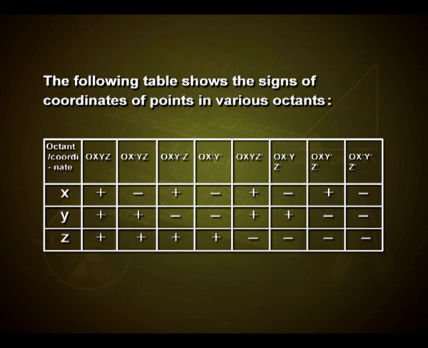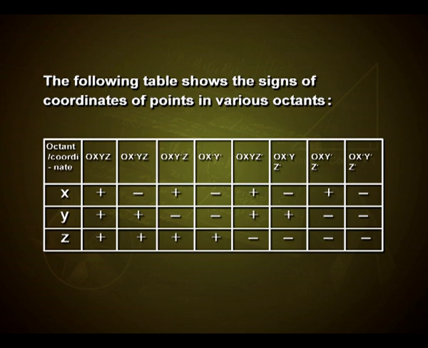Look here, we have, for example, octant OXYZ. The coordinates of x, y and z are all positive. In the next octant OX'YZ, we can see x coordinate is negative, whereas y and z coordinates are positive. Coming to the next octant OXY'Z, we can see that x and z coordinates are positive and the coordinate of y is negative.